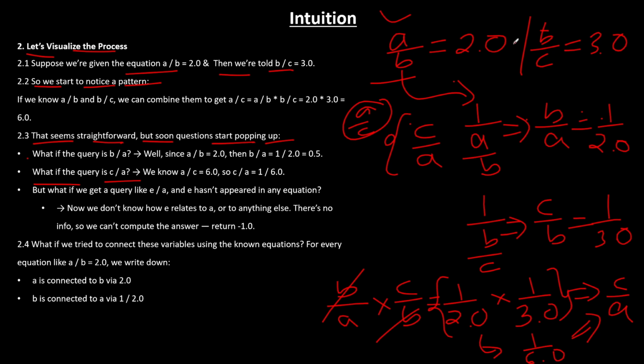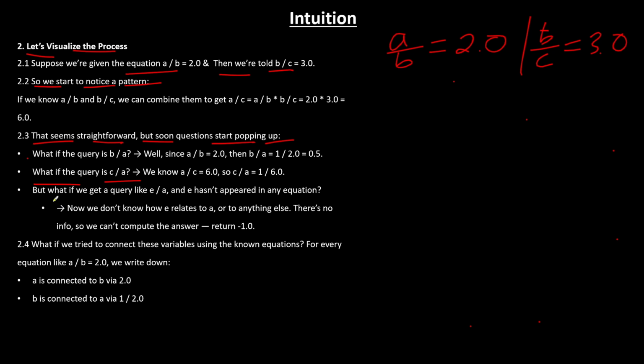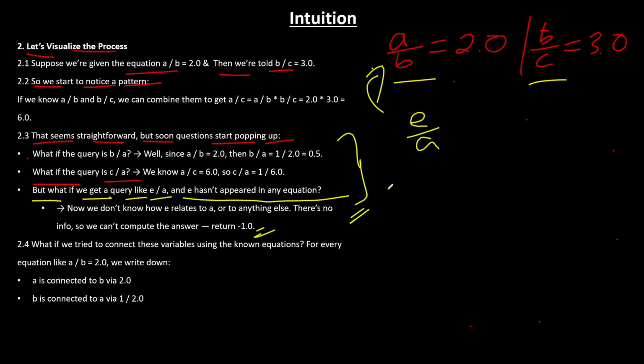Okay. Now the third case: what if we get a query like e by a and e hasn't appeared in any equation? See, look, we don't have e in any of our equations, right? So is it possible to calculate something which we don't have? We could calculate something from what we already have. We have a by b, we could calculate c by a from it, or a by c from it. But we cannot calculate e by a, because we don't have e in there. In that case, we just return -1. So these are the three important cases which you can figure out from our simple mathematics calculations, right?